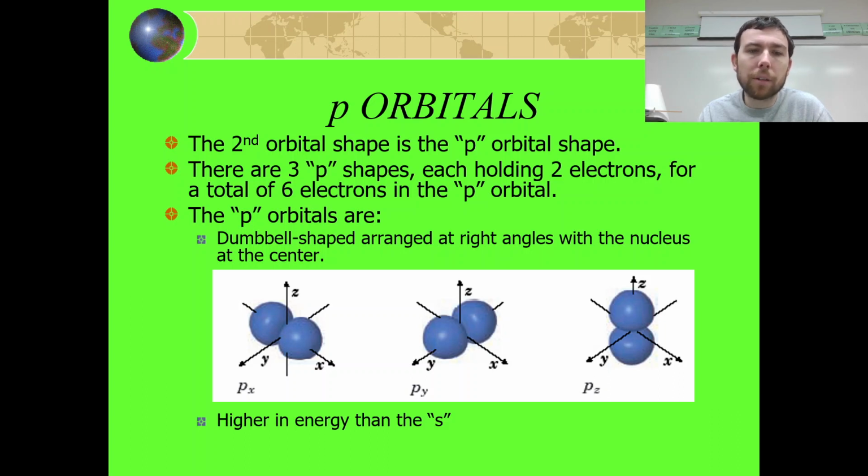Now, please remember, p orbitals are higher in energy than an s orbital. So, for example, within the second energy level, you have the 2s orbital, and then you have the 2p orbitals. The 2p orbitals are higher in energy than the s orbital, but each p orbital, the px, py, and pz, are equal in energy in relation to each other.